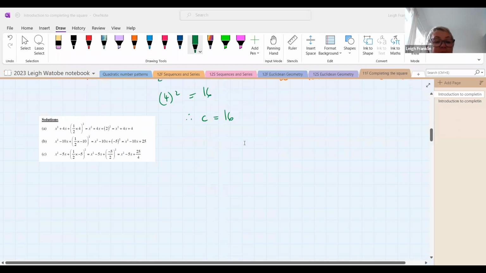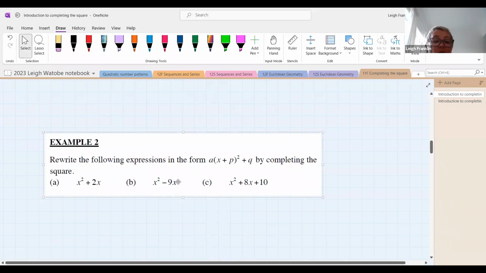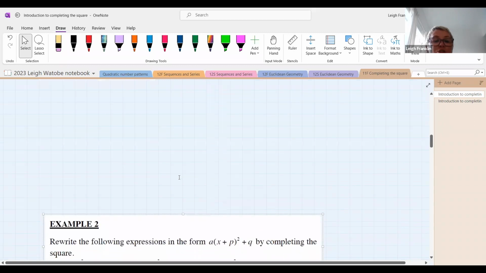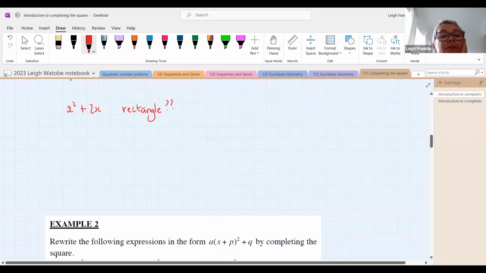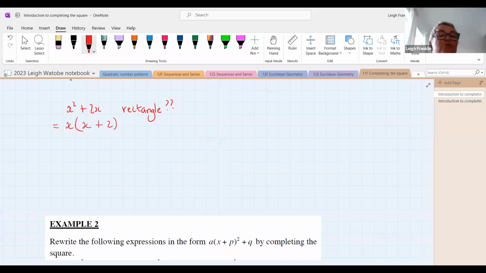Okay, let's jump down here and have a look at this. Before I get into that, I just want to show you in a picture what it is we are doing when we are completing the square. The first example I'm going to go back to is something we've already seen today, this idea of x squared plus 2x. Did you know that this is a rectangle? If we were to draw the rectangle, this is what it would look like, because if I factorize it, I end up with x times x plus 2.